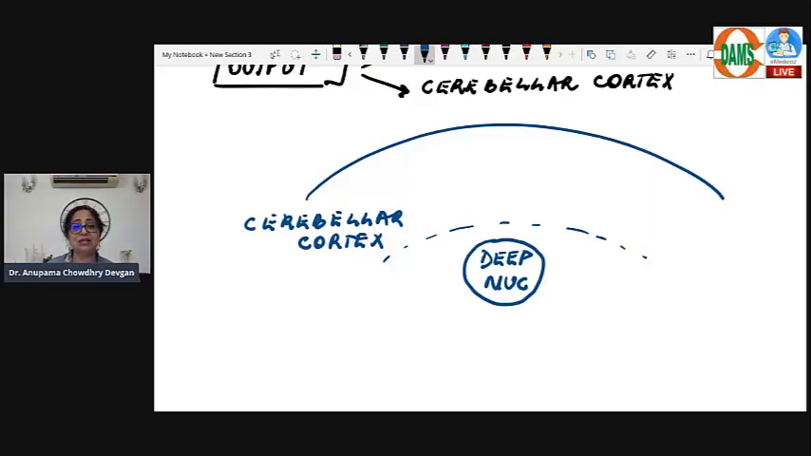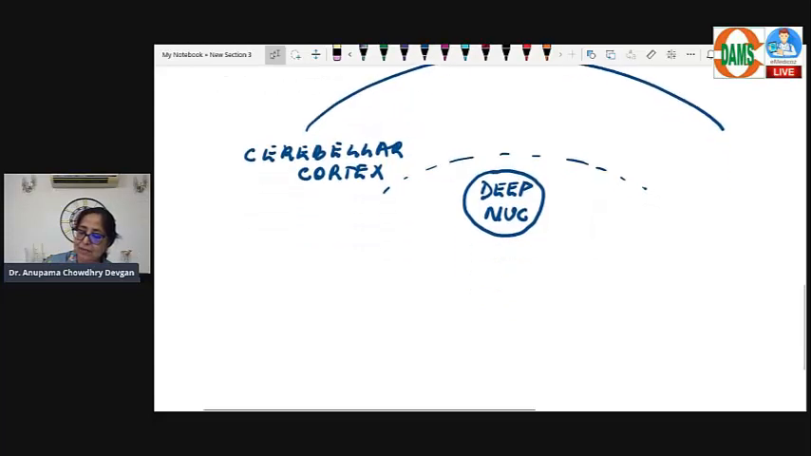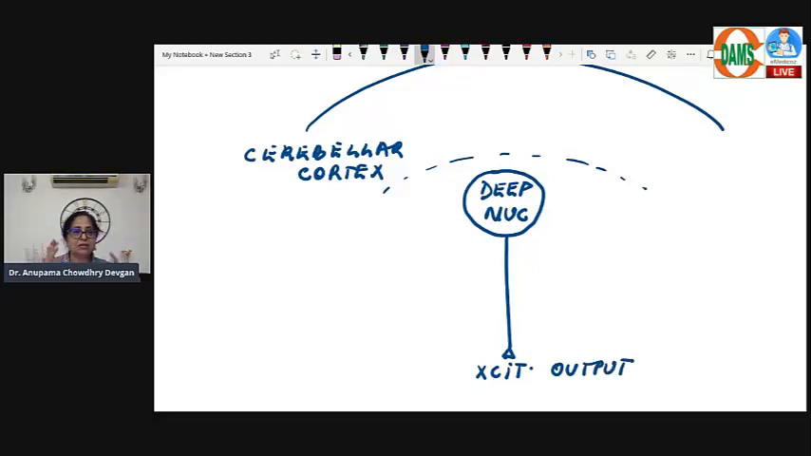I've already discussed what a nucleus is. A nucleus is nothing but a collection of cell bodies. There are 4 pairs of nuclei: the fastigial, globose, emboliformis, dentate. So output of the cerebellum is from the deep nuclei, and this is an excitatory output. That means fibers from the cerebellum which are going to other parts are from the deep nuclei.